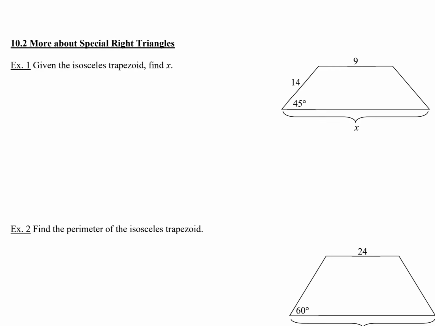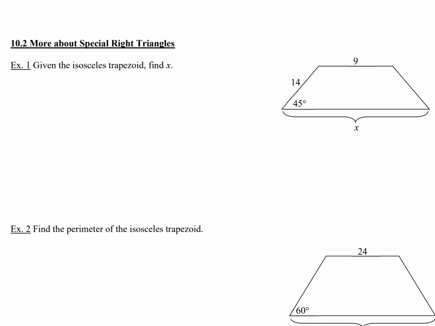In this video, we're going to go over using our special right triangles, 45, 45, 90 and 30, 60, 90, and apply them to more than just solving for the lengths of those triangles. Okay, so we have an example, number 1, that we're going to look at, and we are given an isosceles trapezoid, and we want to find x.